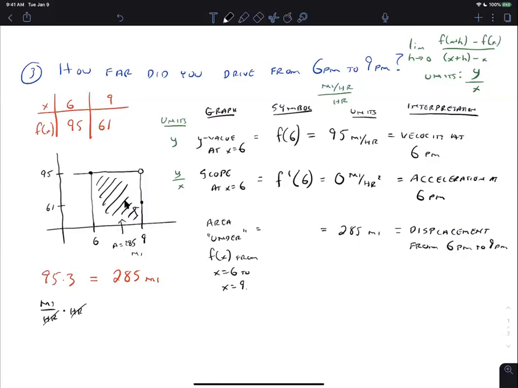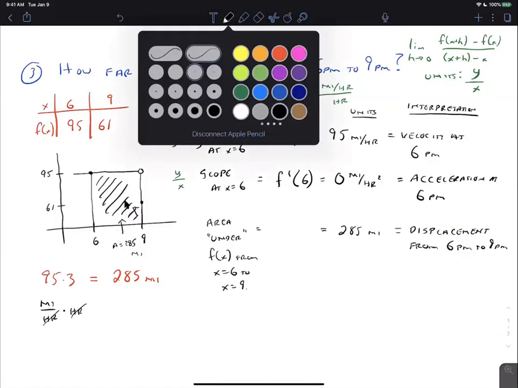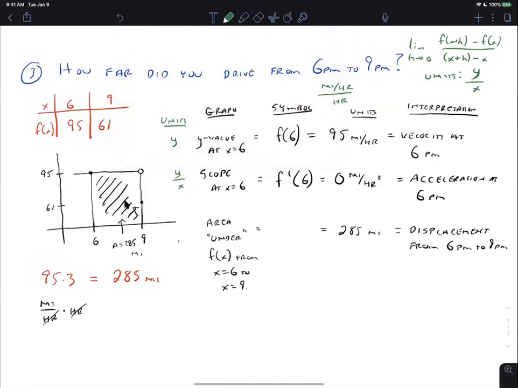Does everybody follow that? Okay, but in general, the units of the area are then base times height, which would be x times y. Does that make sense? So the derivative is y divided by x. This thing is x times y. What symbol do we use for this? If we're looking for the area under f of x from 6 to 9, what is that? Integral. Yeah, so this is the integral from 6 to 9 of f of x dx.